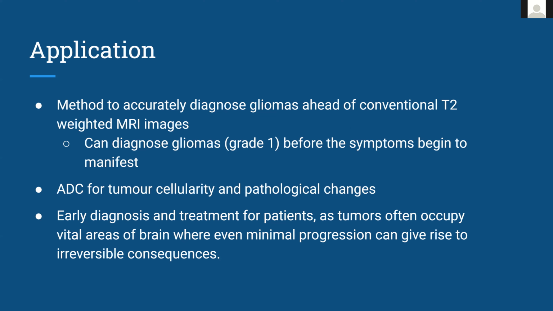This early diagnosis would allow us to chart a treatment course for patients, because these tumors often occupy vital areas of the brain. And by the time we diagnose them, they already have a poor prognosis, and they're already in a stage of progression where we cannot treat it or save the patient.